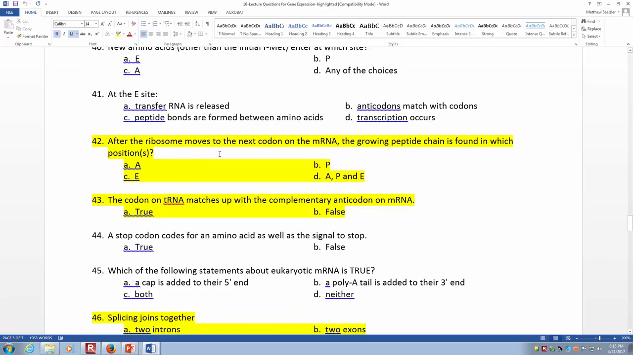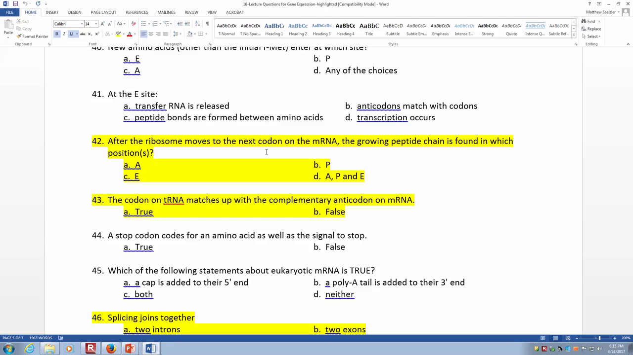After the ribosome moves to the next codon on the mRNA, so now this has to do with translation, the growing polypeptide chain is found in which position? So we talked about the fact that the ribosome has 3 sites that bind tRNA. This is basically asking which site binds the tRNA molecule carrying the growing polypeptide chain. Right, the P site. And does anyone remember what the P stands for? It's peptidyl, so the peptidyl site.